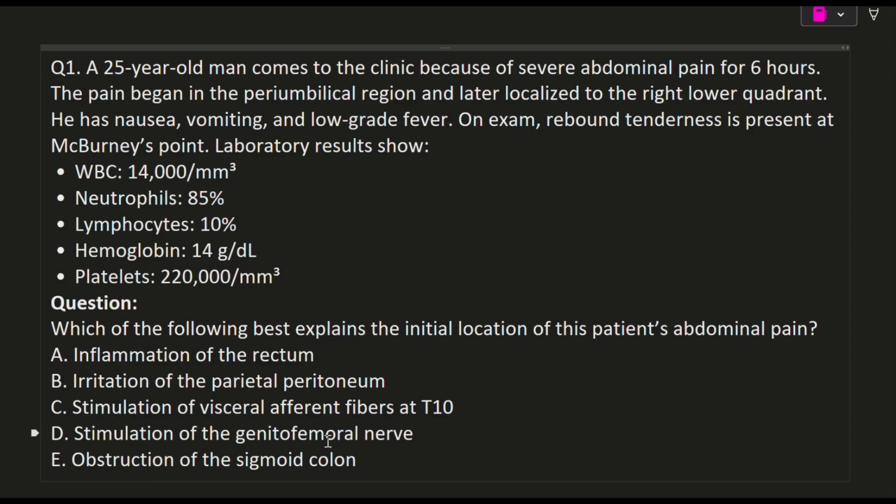Stimulation of genitofemoral nerve would have pain in the groin or scrotal region. And lastly, obstruction of the sigmoid colon would have pain in the left side lower quadrant.